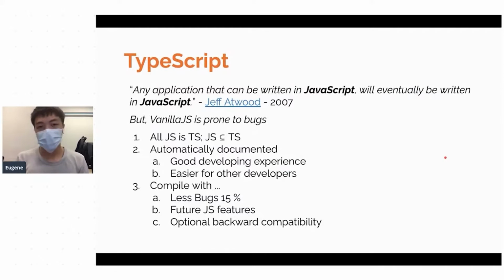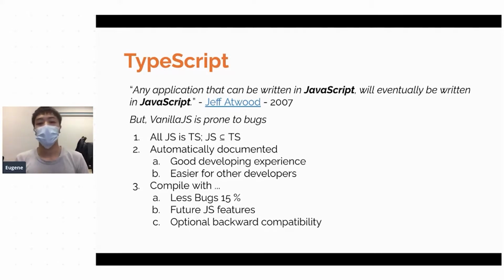TypeScript is a transpiler, which means it transpiles a language into JavaScript. There's a very famous quote by Jeff Atwood from 2007: any application that can be written in JavaScript will eventually be written in JavaScript. Actually, we have seen this in 2020. Desktop Electron apps, hybrid apps, and PWAs in mobile are very famous now. But there's a problem, because vanilla JavaScript is prone to bugs.